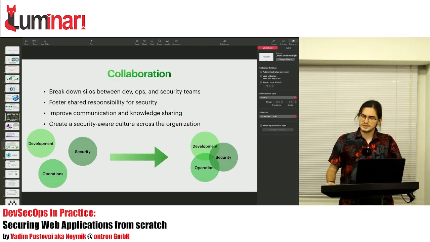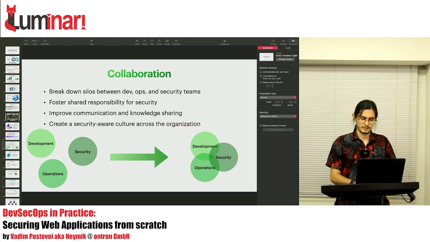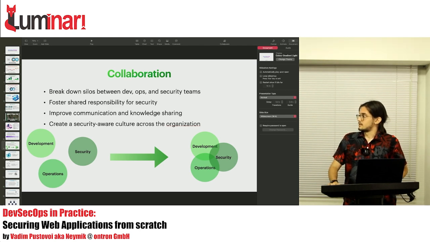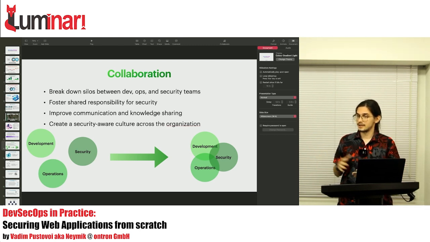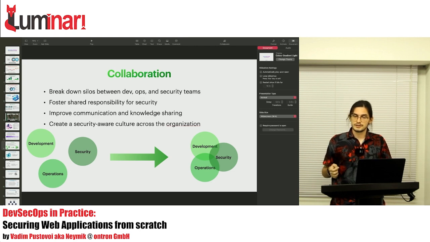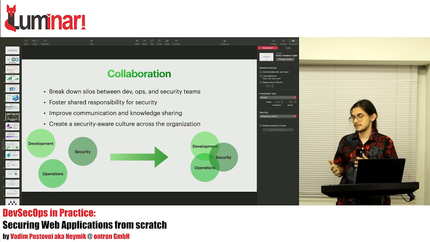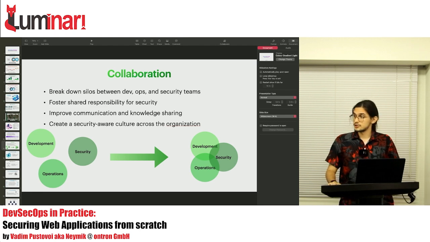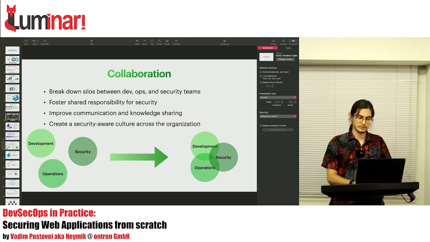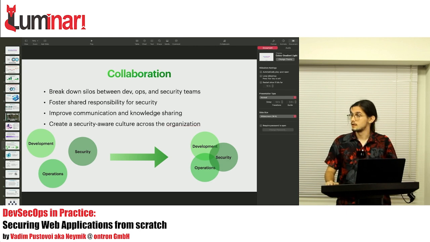I think the most important key of DevSecOps is collaboration between teams. The hardest one for me. The thing is to make teams communicate with each other, to share their security responsibility, to enable knowledge sharing, even if you don't have specialized security personnel there.